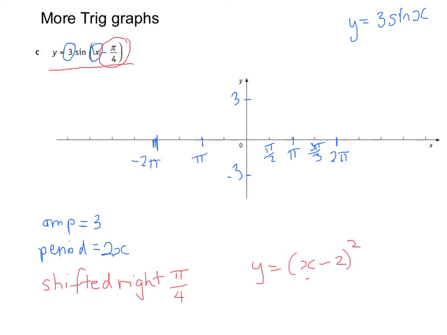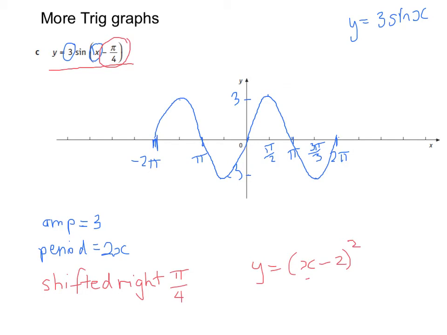So, sine of 0 is 0. We're going to go up to 3, down to 0, down to negative 3, back to 2 pi. So it's going to be looking a little bit like that. Alright, that's y equals 3 sine x.